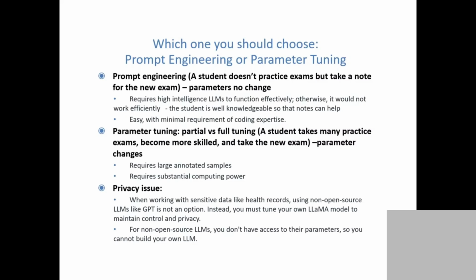So parameter tuning is more costly. It requires computational power, and it requires a large training sample. That's why I always ask you guys to do the prompt engineering cheat sheet approach first. If it's not working, then you consider parameter efficient tuning or full tuning.